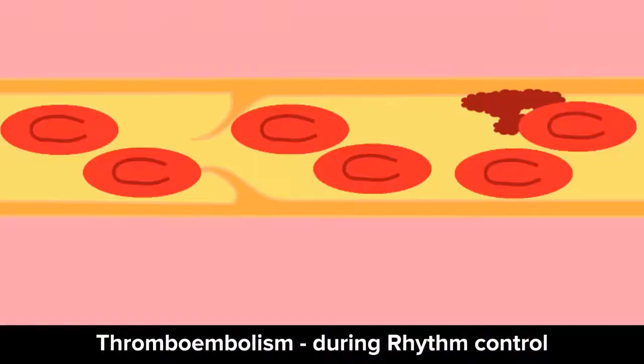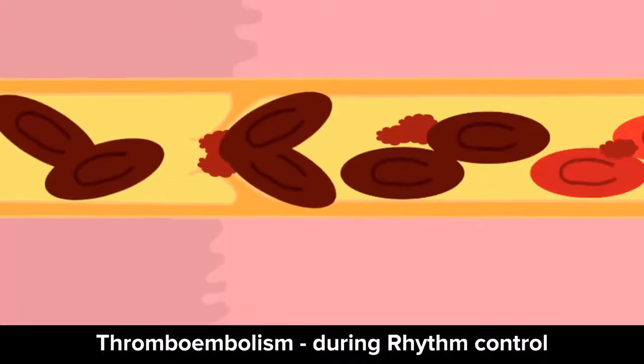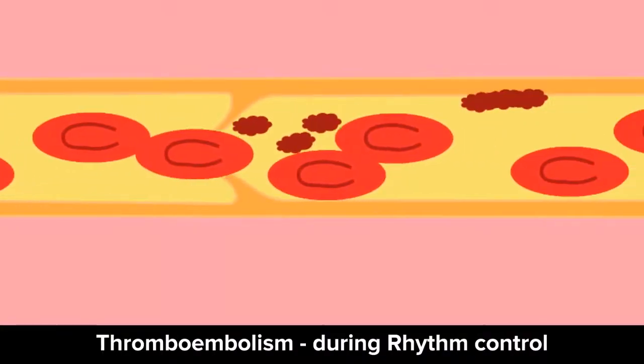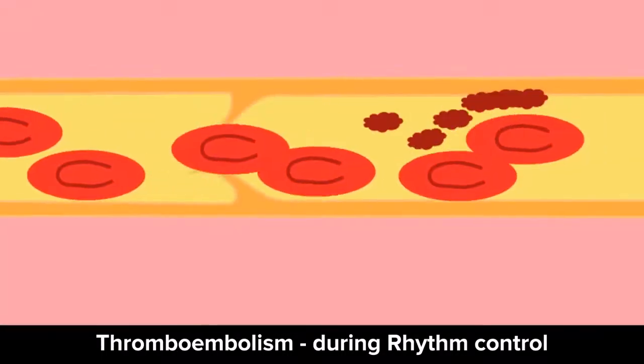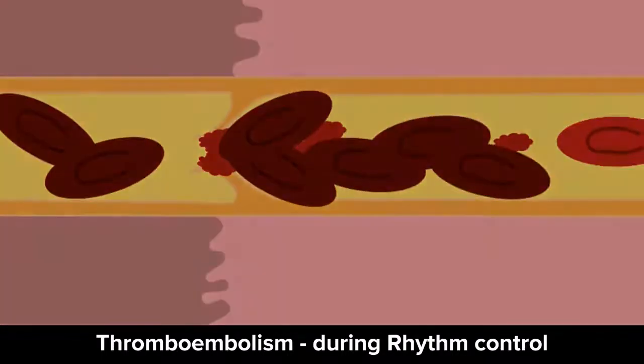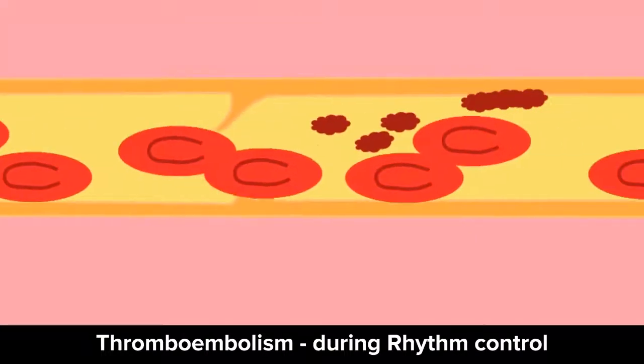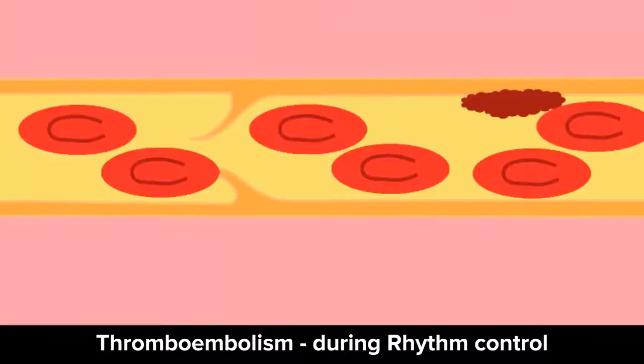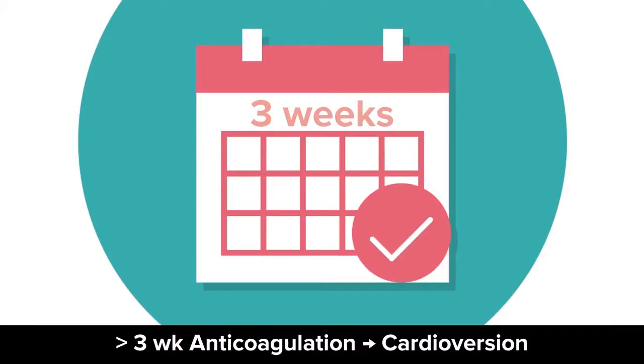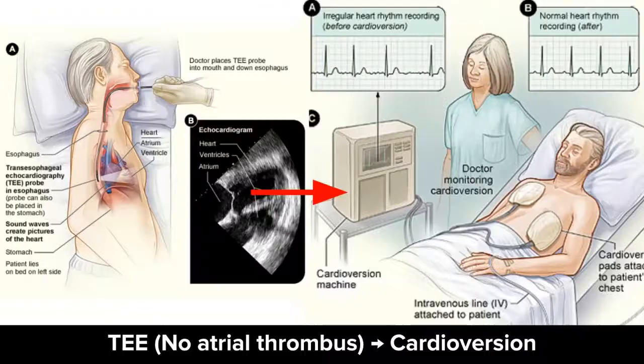Prevention of thromboembolism during rate control. If atrial fibrillation has been present for more than 48 hours, patients should typically be given an oral anticoagulant. This is because, regardless of the method used for cardioversion, it increases the risk of thromboembolism. Anticoagulation should be maintained for more than 3 weeks before conversion, or it can be given for a shorter time before conversion if transesophageal echocardiography does not show left atrial thrombus.